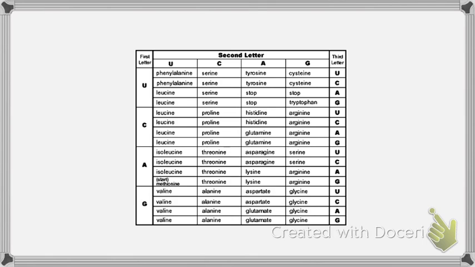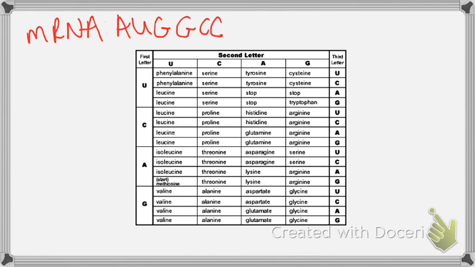So if I give you this mRNA sequence equals AUG, GCC, UAG.